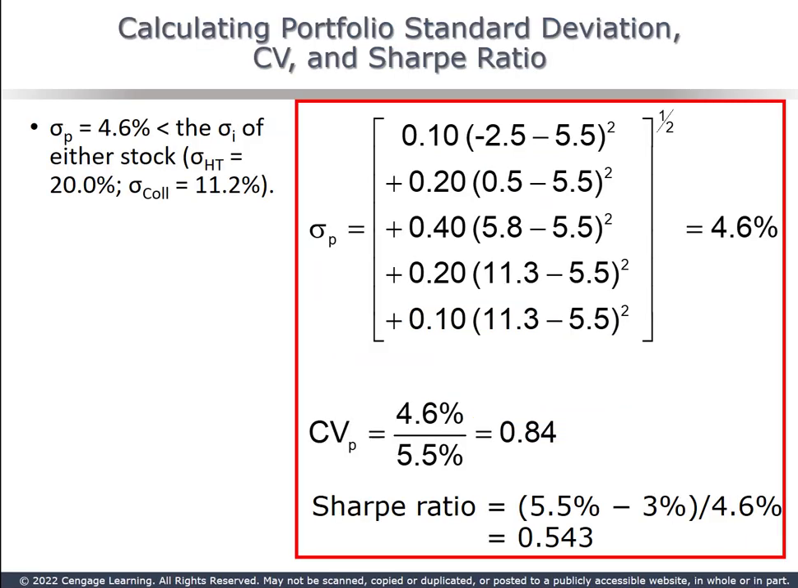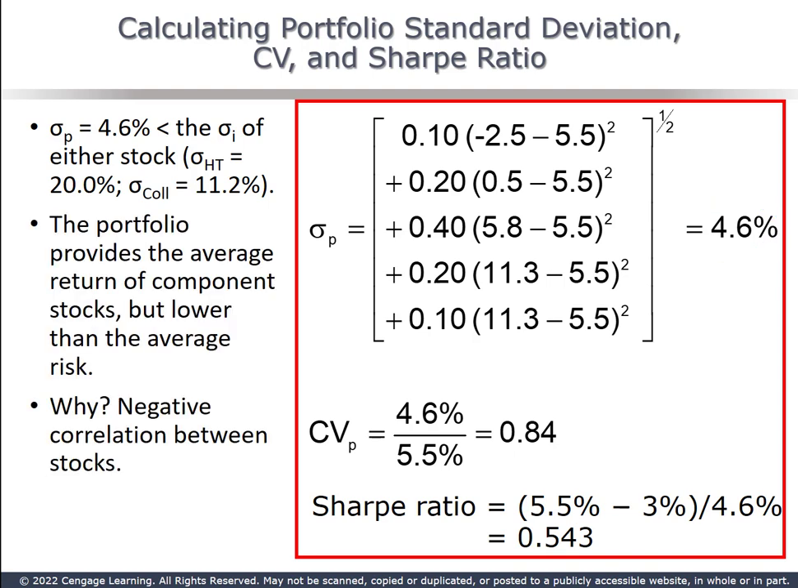Calculating the standard deviation and coefficient of variation for our 50-50 portfolio, we find a standard deviation of 4.6%, much lower than the standard deviation of either stock. Why? Negative correlation. The returns on these two assets move opposite to each other. High-tech is cyclical, collections is counter-cyclical. Placed together in a portfolio, they offset each other.